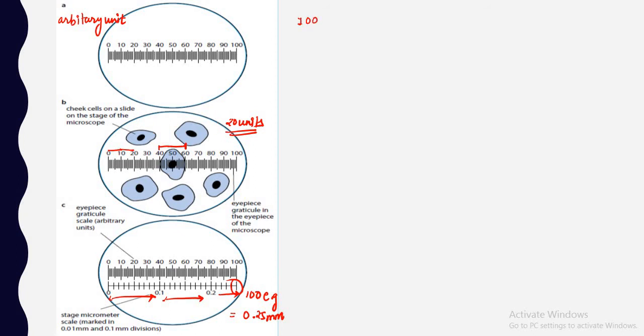First of all, you have seen it's 20 units, but there is no measurement, no units are there. We require the units since we are measuring the cell. So what you will do is you calibrate it, you superimpose both of the scales, and you see the 100 divisions of eyepiece graticule is equal to 0.25 mm. I hope you got this.